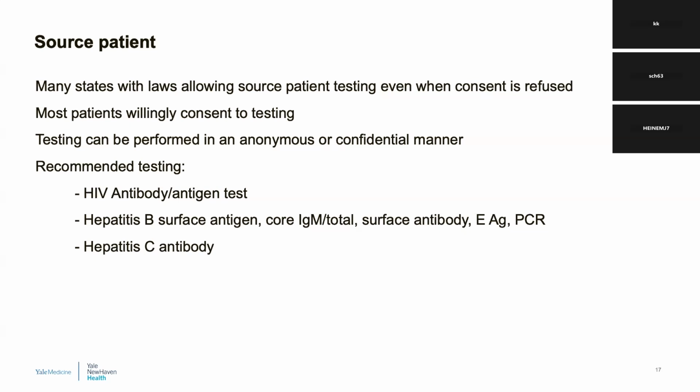If somebody's exposed, we recommend checking an HIV antibody antigen test. The full Hep B panel that includes a surface antigen, a core IgM, and a total antibody, as well as surface antibodies to assess vaccine status, and then a Hep C antibody, which if positive will reflex to a Hep C PCR.